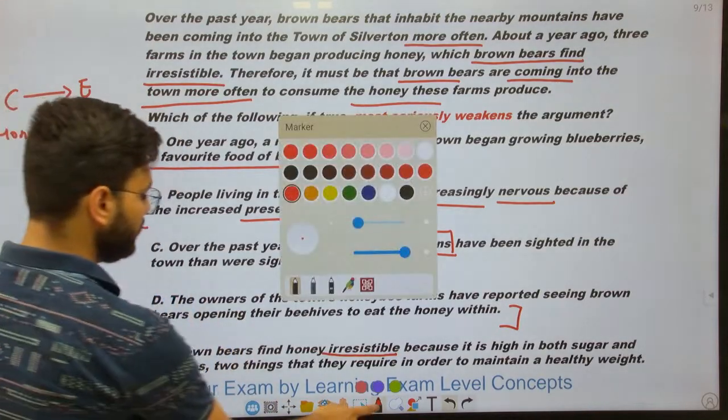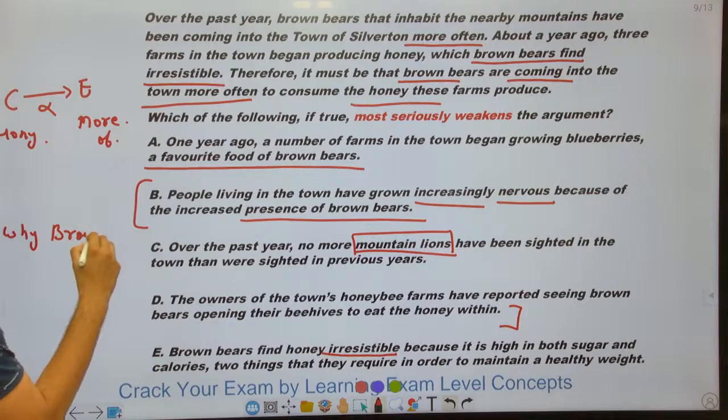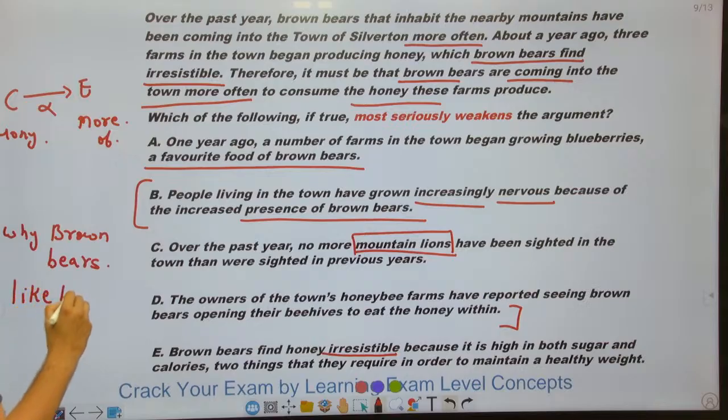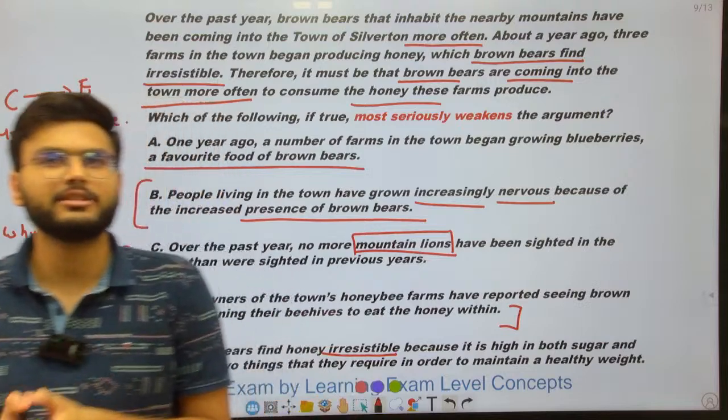why brown bears like honey. I need to weaken. I do not need to answer why brown bears like honey. I do not have to tell what the reason is that they like the honey.